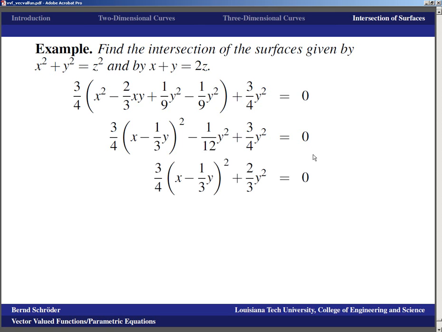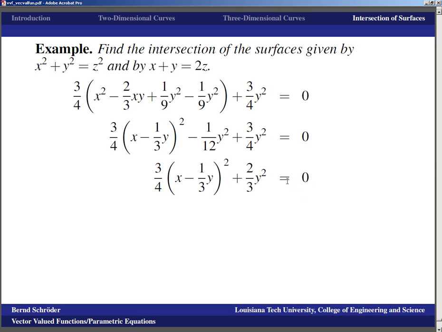Now we have to add things up a little bit. This stays as it was, and 9/12 minus 1/12 is 8/12, and 8/12 is 2/3, and we see that the right-hand side is 0. So this still sort of looks like a circle, like an ellipse, but remember the right-hand side is 0. And the left-hand side consists of non-negative numbers.